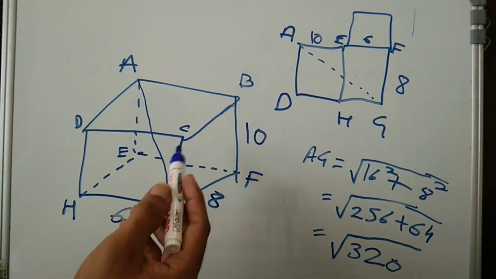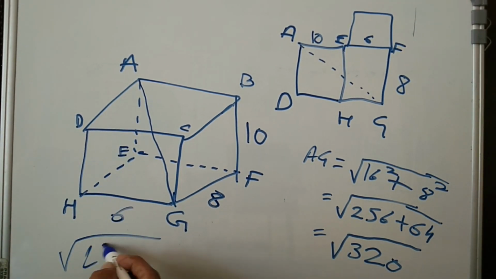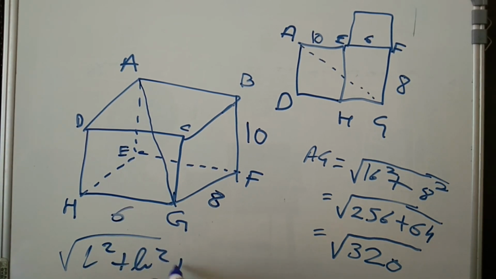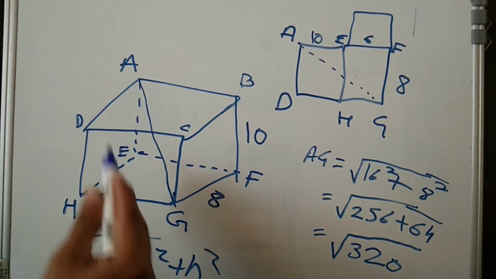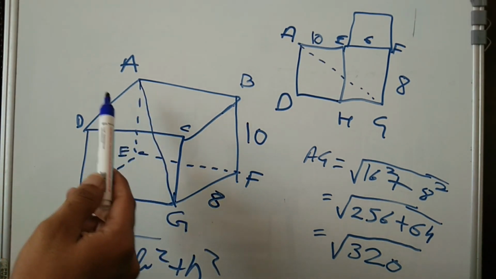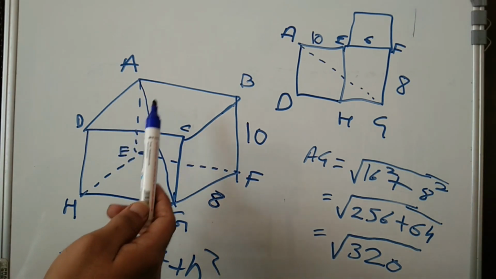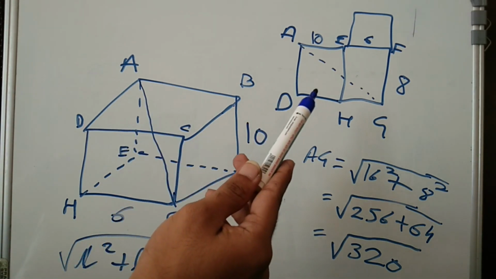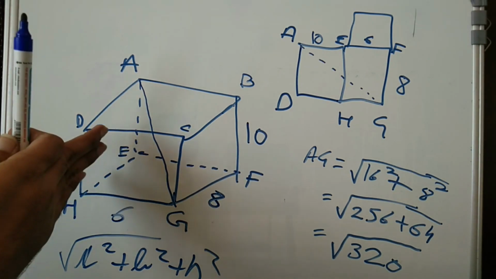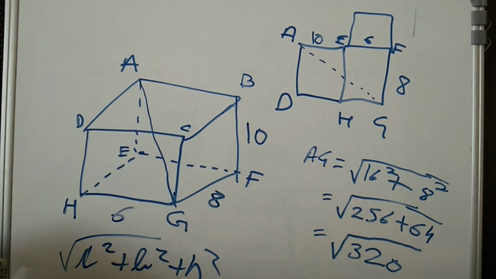For that, if that were the question, the answer would be root of L square plus B square plus H square, meaning the body diagonal. Because a housefly can directly fly from A to G, but an ant can't, the ant has to travel along the walls. If an ant was given in the question, then we have to unfold the face along the ground. So that's the answer to this particular question.